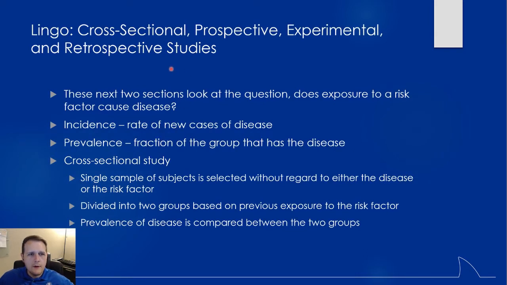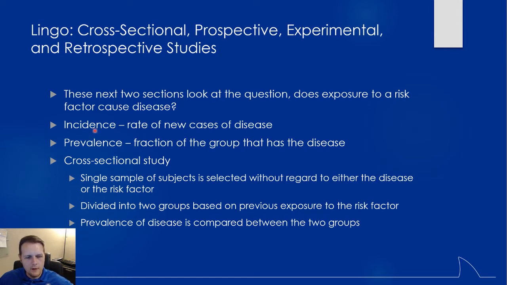So some of the different lingo you're going to run into here when we're talking about cross-sectional, prospective, experimental, and then retrospective studies. When you're looking at the next two sections, look at the question: does an exposure to something, or say to a risk factor, cause disease? A lot of times the question we're asking here is, does exposure to mosquitoes cause malaria? Does exposure to alcohol during pregnancy cause birth defects? These are the kind of questions to be asking: does exposure lead to disease occurring?